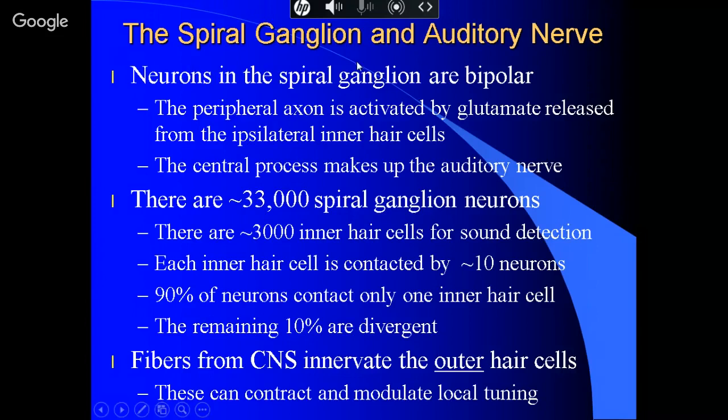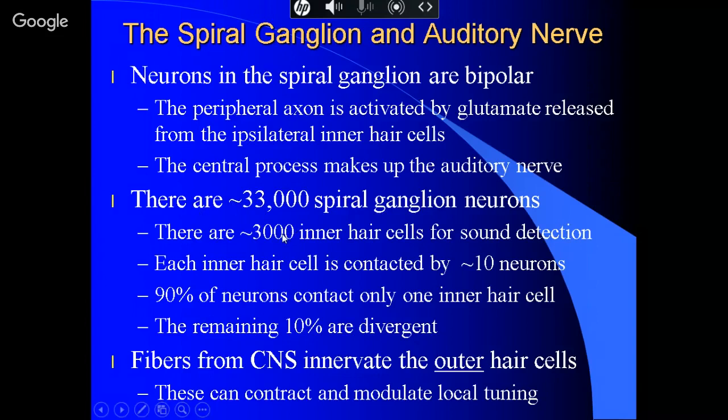Okay. Neurons in the spiral ganglion, you'll see it, it's really pretty. There are bipolar neurons. The peripheral portion is activated by glutamate release from the inner hair cell. And then the central portion is the auditory nerve. It's heading to the brainstem. There are, get this, only 33,000 spiral ganglion neurons in the whole auditory nerve. 33,000, not million, 33,000.